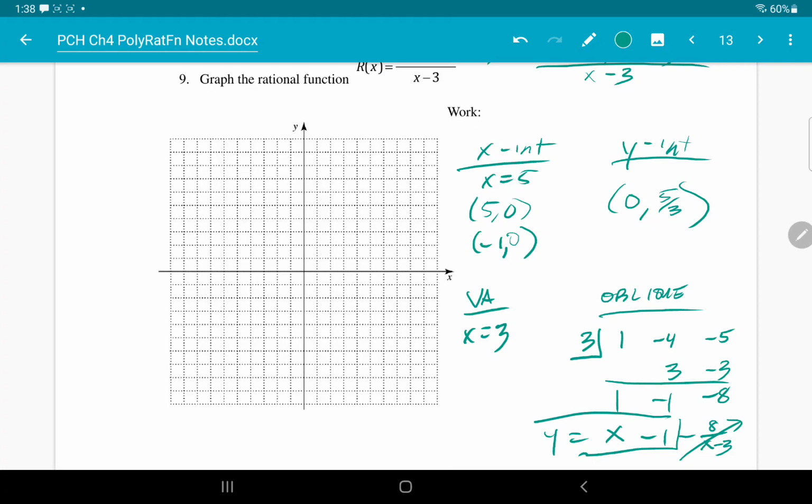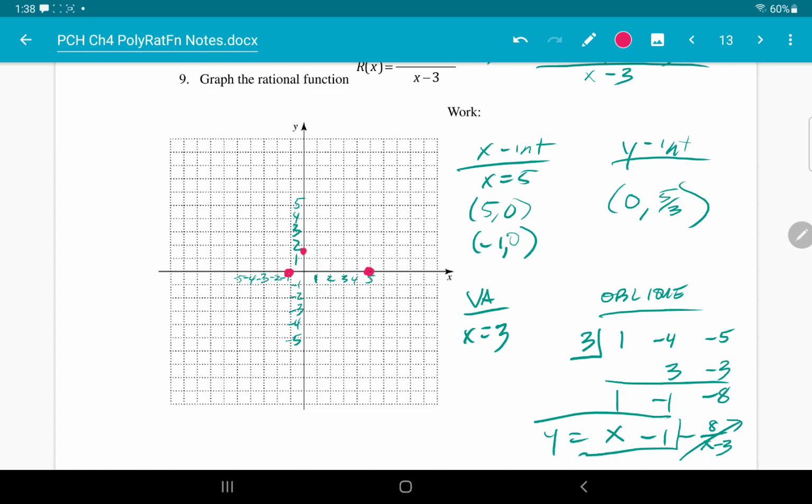Alright, I have an x-intercept of 5. I'm just going to go in units of 1 here. 1, 2, 3, 4, 5. 1, 2, 3, 4, 5. Alright, and then we are going to graph. So let's see what we got. (5, 0), different color. (5, 0), (negative 1, 0), (0, 5/3). 5/3 is 1 and 2/3.